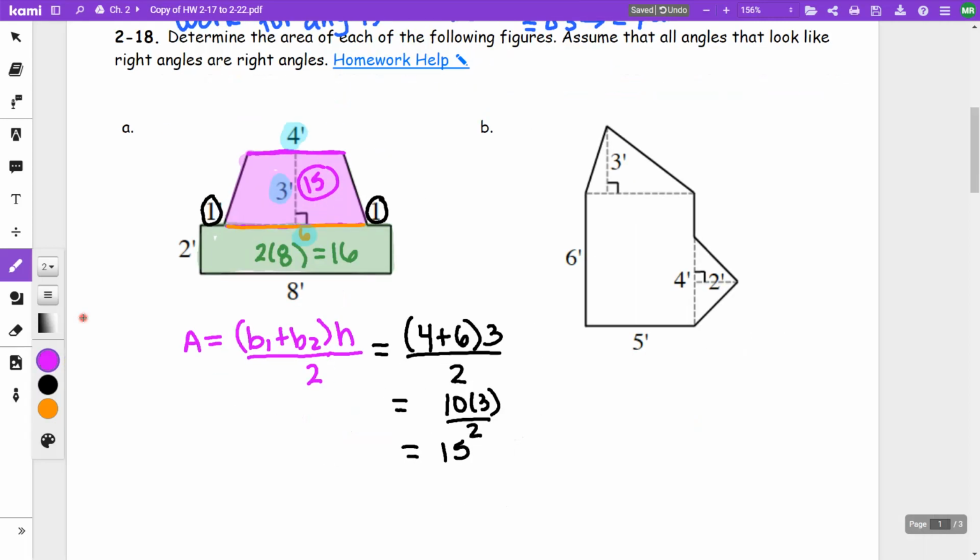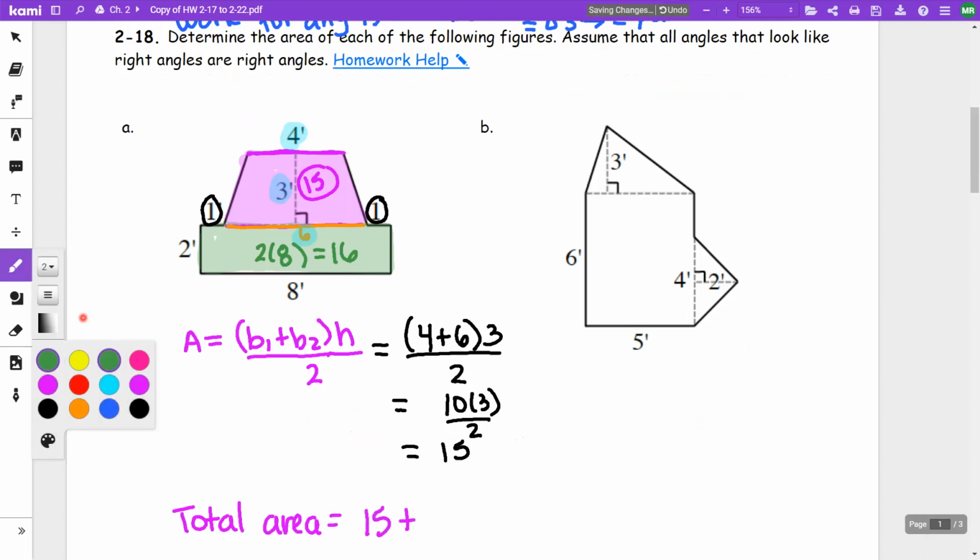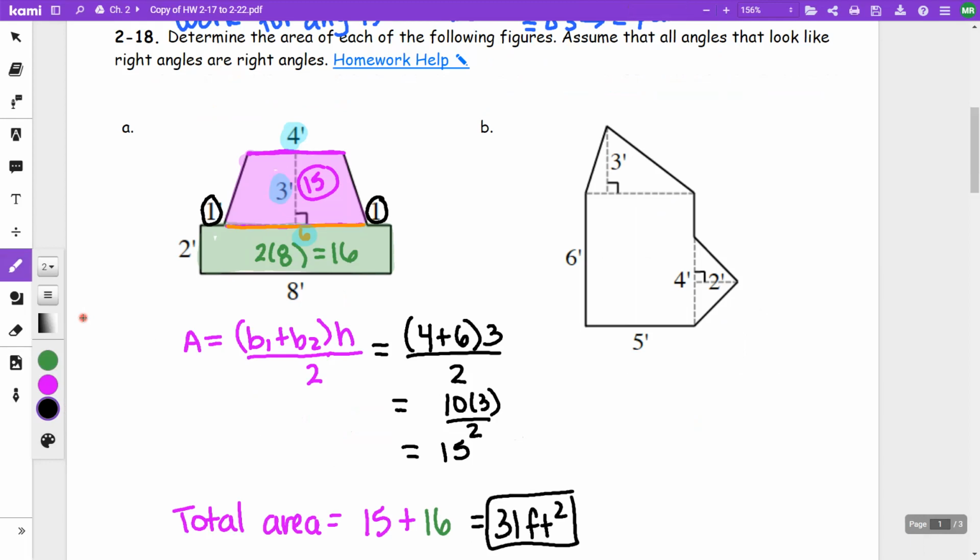So then I'm going to take my total area to be 15 plus 16, which is going to give me 31 square feet. Area is always square units.